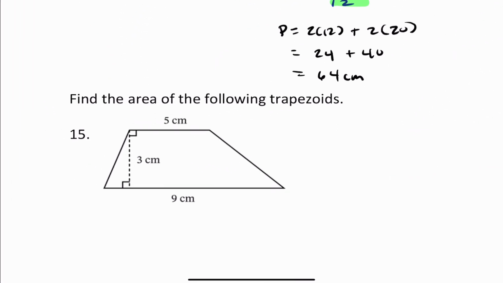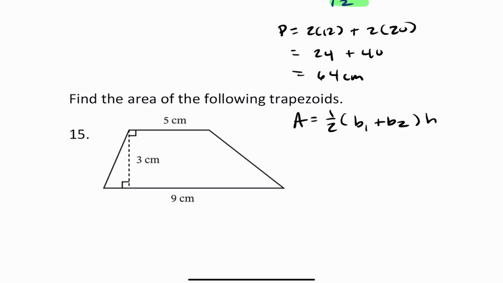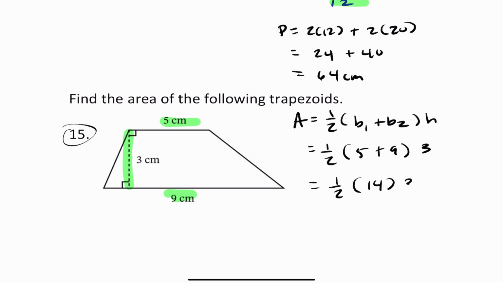Number 15, find the area of the following trapezoids. The formula that you need to know is A equals 1/2 times the quantity of the first base plus the second base multiplied by the height. So for number 15, our first base is 5. So I'm going to write 1/2 times the quantity of 5 plus 9 times the height, which is 3. So 1/2 of 14 times 3, a half of 14 is 7. So 7 times 3 is 21. 21 what? 21 centimeters squared.